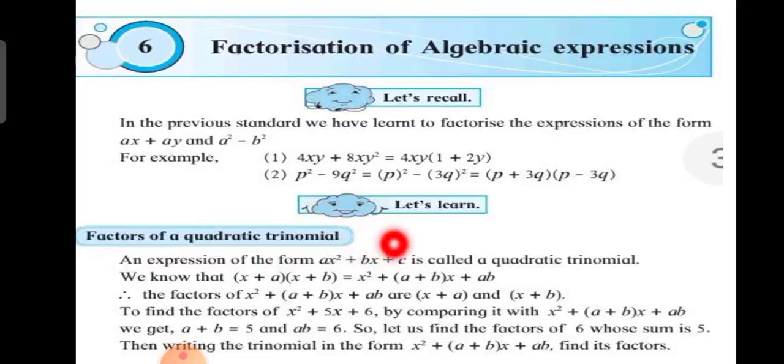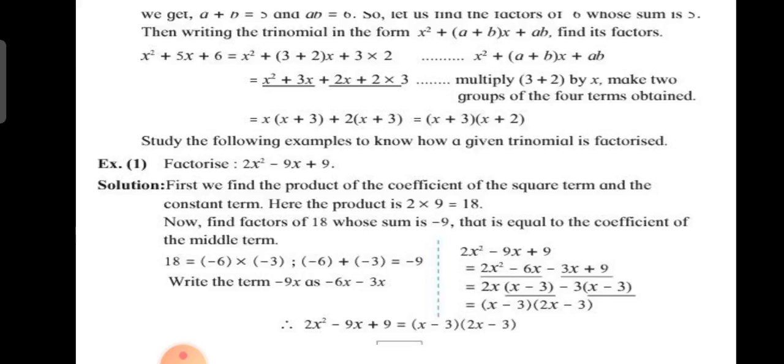But as there are 3 terms, which are they? The first term is ax square, the second term is bx, and the third term is c. As this expression consists of 3 terms, it is called a quadratic trinomial. And we are going to see how to factorize expressions of the form ax square plus bx plus c. Now, some examples are shown to you.